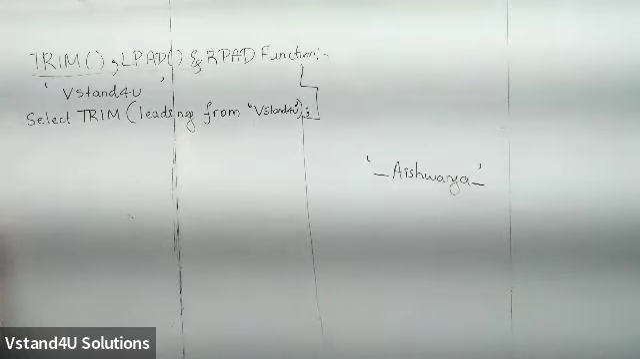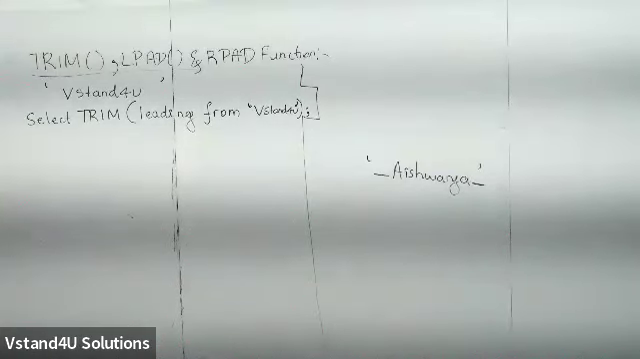Take down the next query. Write a query to remove leading and trailing spaces from the hospital name for hospital code 115. How will you write the query now?